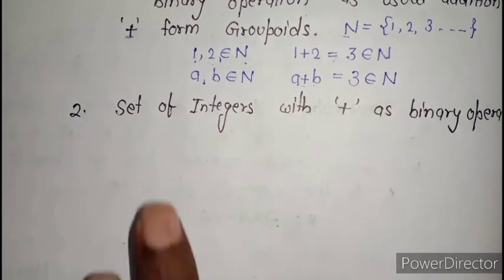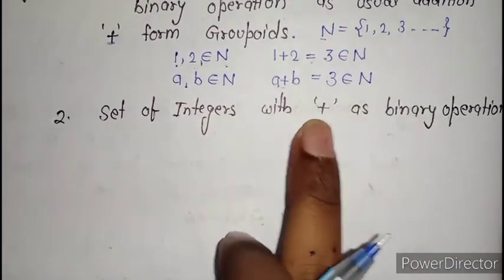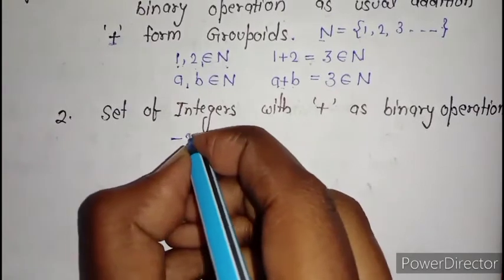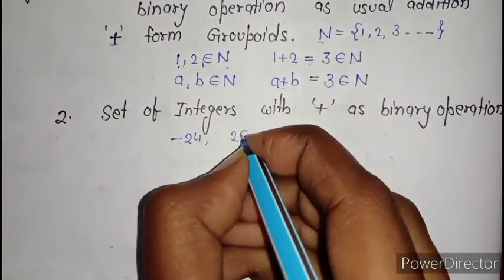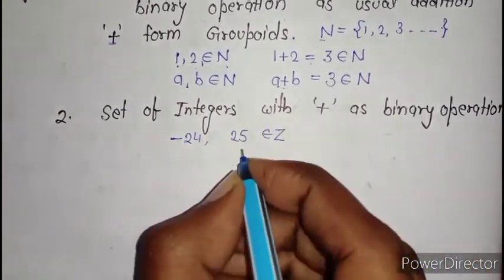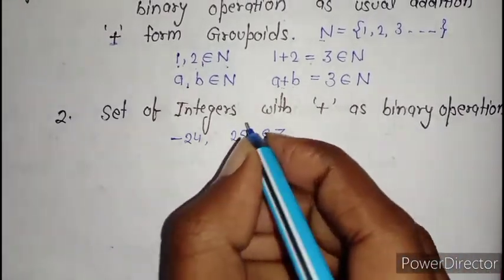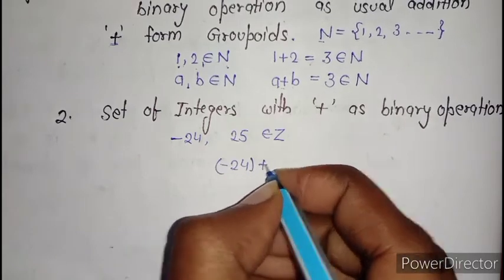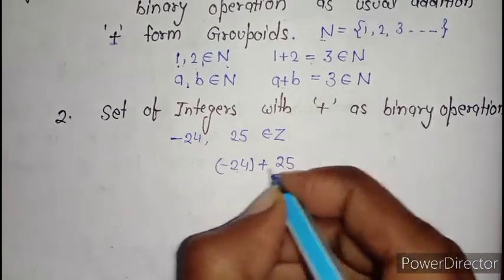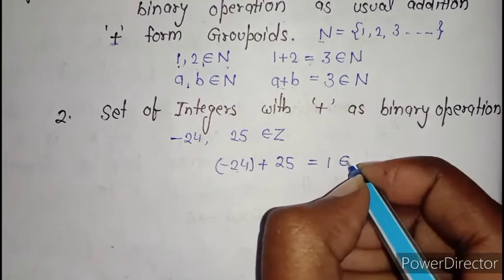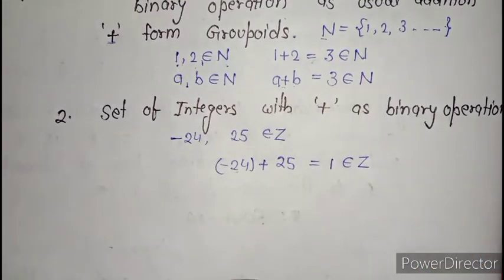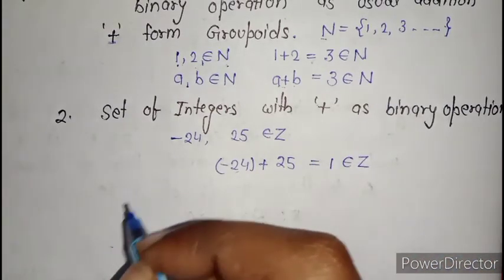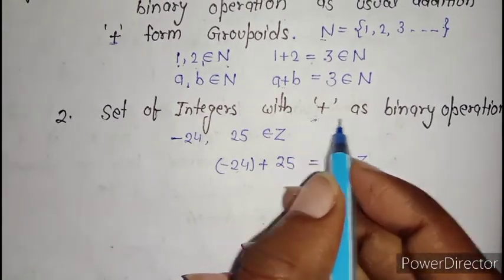Similarly, if we take the set of integers and take addition as the binary operation, then you just take any two integers. I am taking -24 and 25. Suppose they are integers and they belong to Z, then if we apply our binary operation over these two elements, what do we get? -24 plus 25 is equal to 1, and 1 is again an integer. So the closure property is satisfied here also. So this also forms a groupoid with respect to addition as the binary operation.